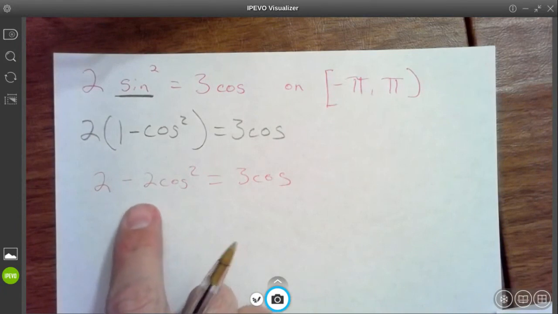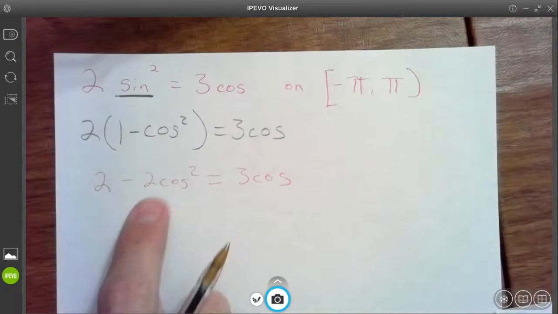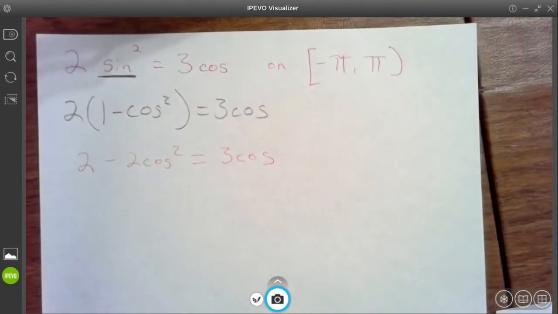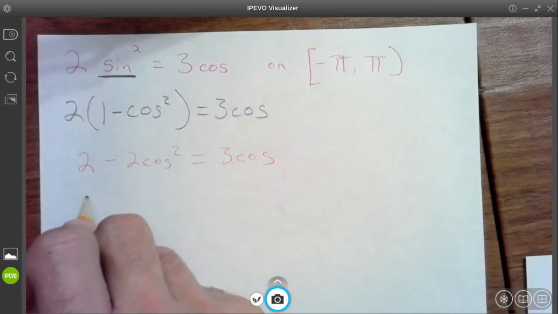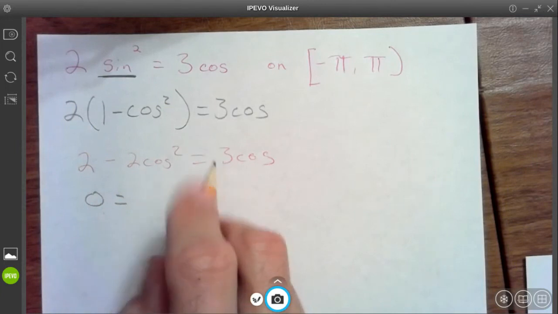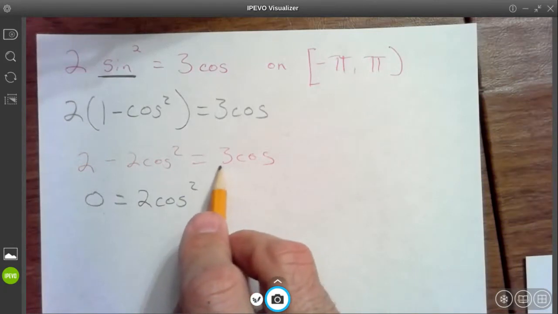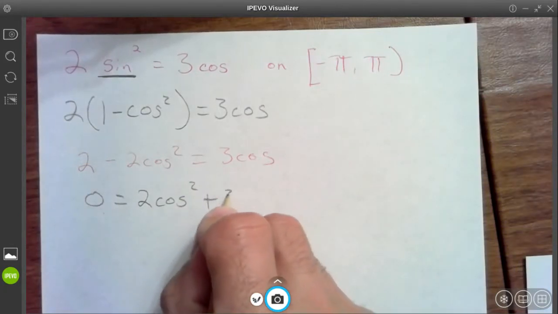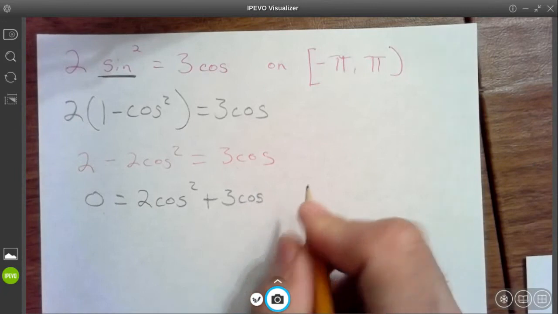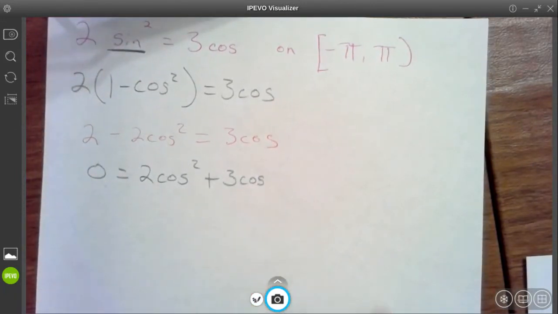Next thing I'm going to do is move all of my terms over to one side. I'm actually going to move them to the right side. That way my cosine squared is positive here. So I'm going to have a 0 on this side. I'm going to add 2 cosine squared, so it's on the right. So I got 2 cosine squared. 3 cosine was already positive, so plus 3 cosine. And I need to move this positive 2 over to the right side. So it'll be negative 2.